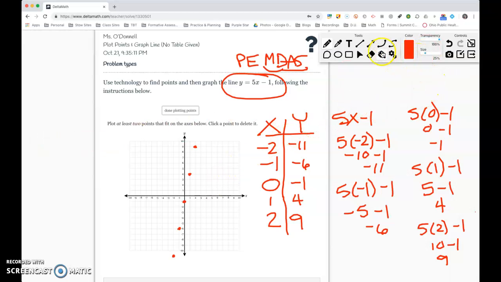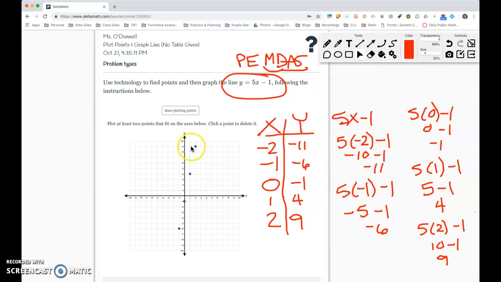Let me see here if I can do it on Delta Math. Let me erase those points, and we'll actually do it in the program. So 2, negative 11, I can't plot in the program, but I can plot negative 1, negative 6. I can plot 0, negative 1. I can plot 1, 4. And I can plot 2, 9.